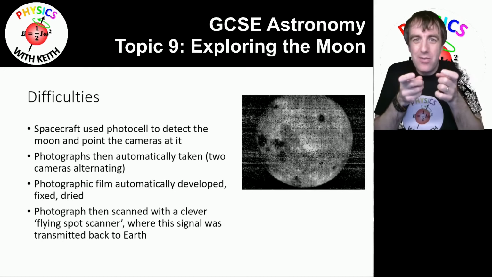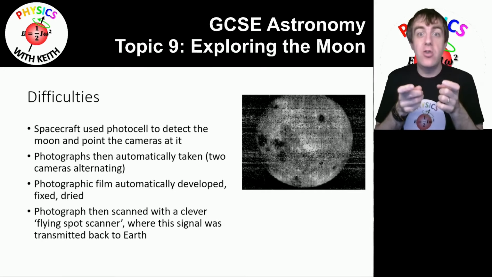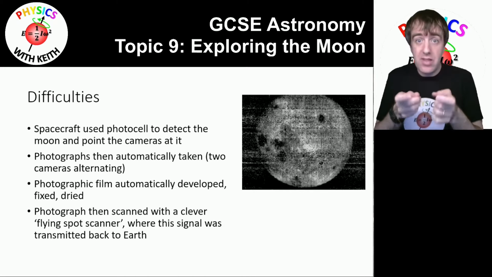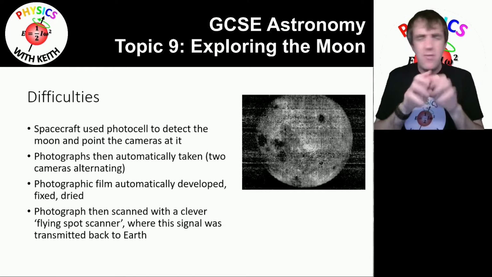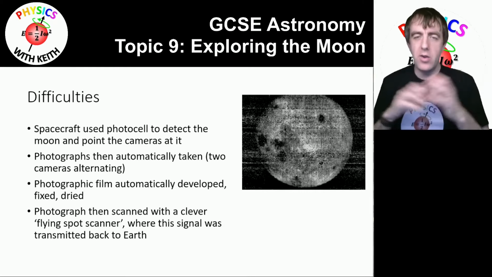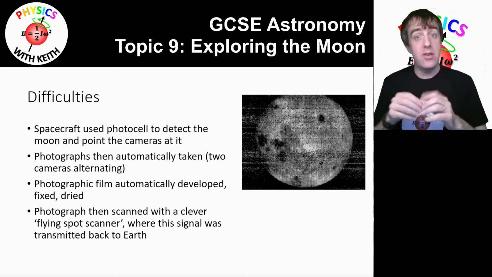So then you've got these little films which you want to somehow send that picture back to Earth. Very, very clever how they did that. In order to get that picture back to Earth, they had to invent a scanner.